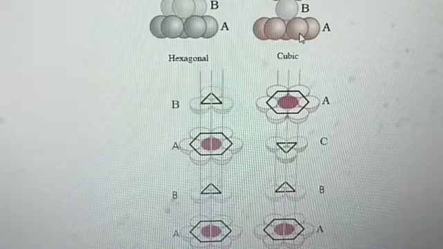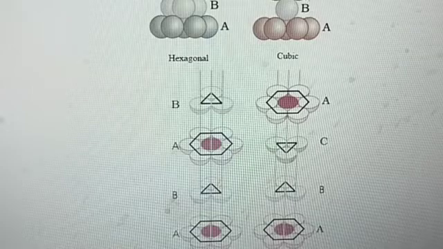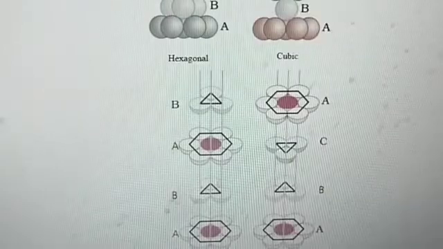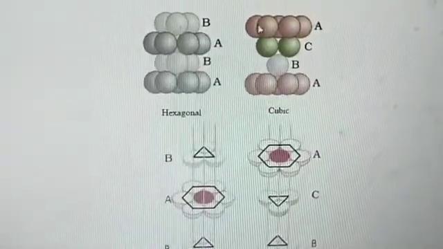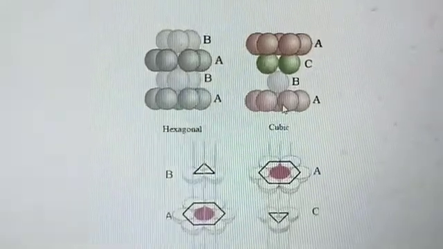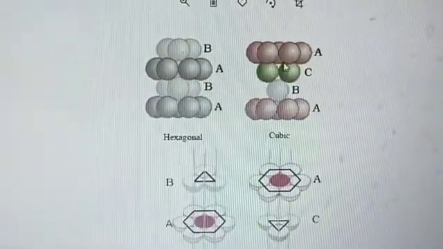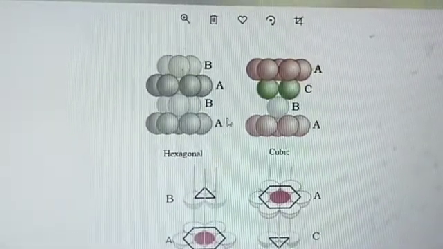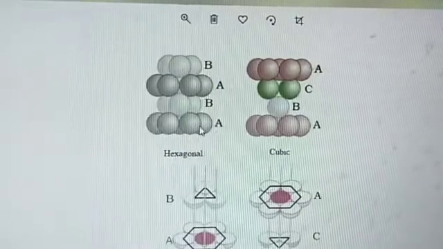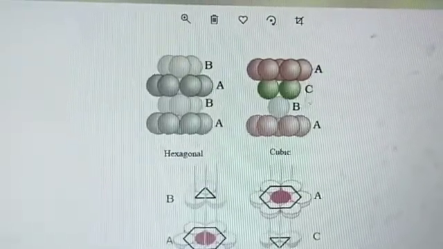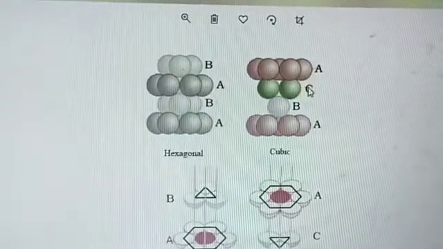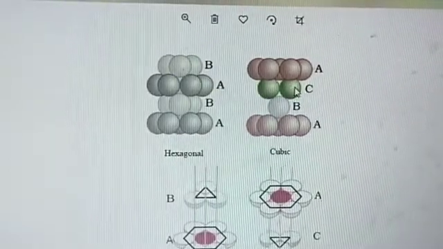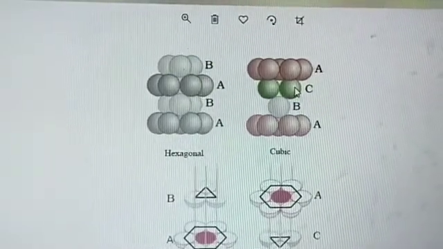Now see here, this is the first layer, this is the second layer and this is the third layer. When we see these three layers, the first layer is not exactly the same as the second, and the second is not exactly the same as the third. In the AB arrangement, the third layer is exactly the same as the first layer. But in this ABC arrangement, the third layer is not exactly the same as either the second layer or the first layer. So we call this type of arrangement an ABC arrangement.